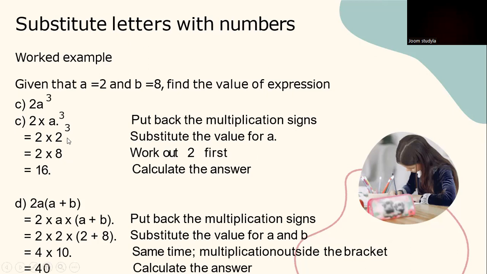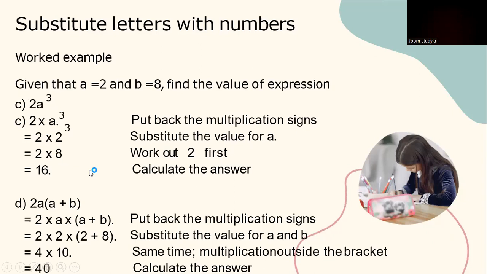So in this case, you substitute 2 times A. A is actually given as 2. So 2 times 2 to the power of 3. So substitute the value for A. So 2 times 8. 2 times 8 is equivalent to 16.